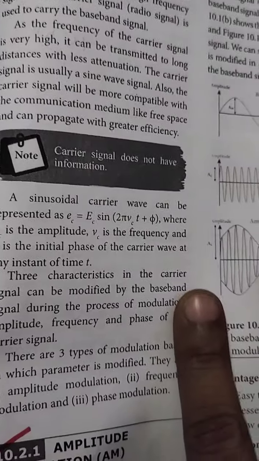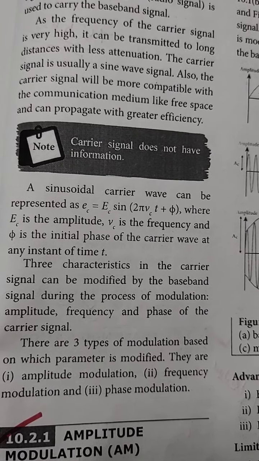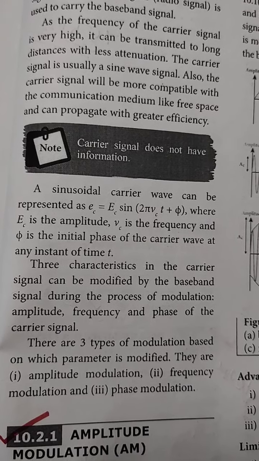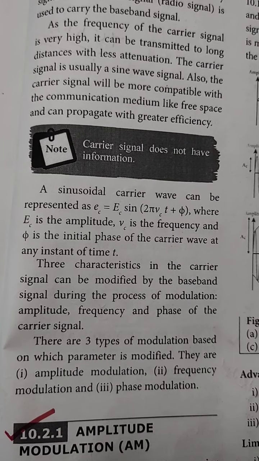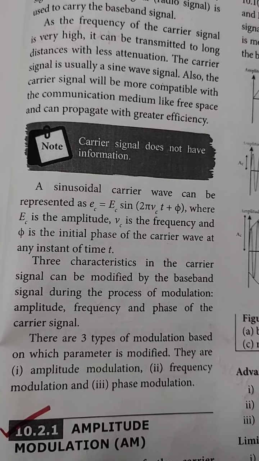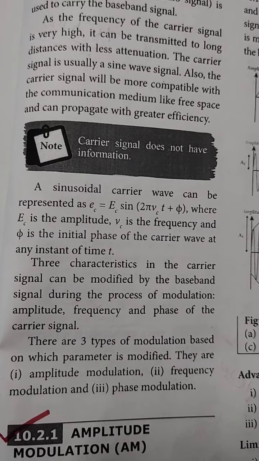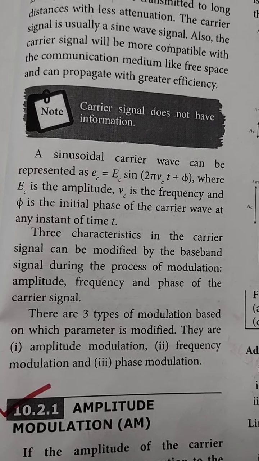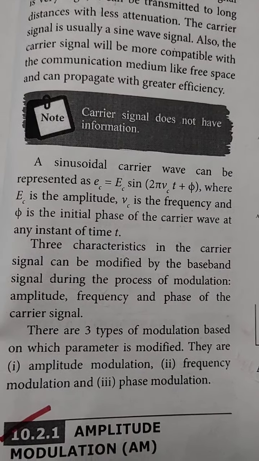The sinusoidal wave can be represented as e = E sin(2 pi nu_c t + phi), where E is the amplitude of the carrier wave, nu_c is the frequency of the carrier wave, and phi is the initial phase of the carrier wave at any instant of time t. Three characteristics of the carrier signal can be modified by the baseband signal during the process of modulation.